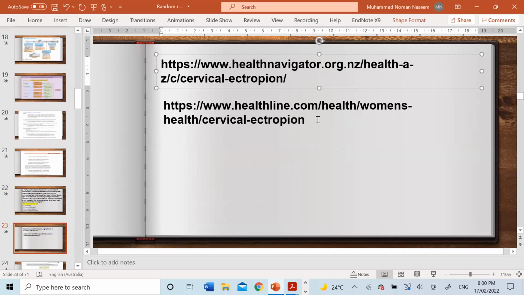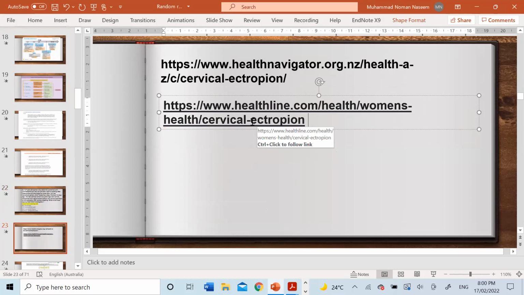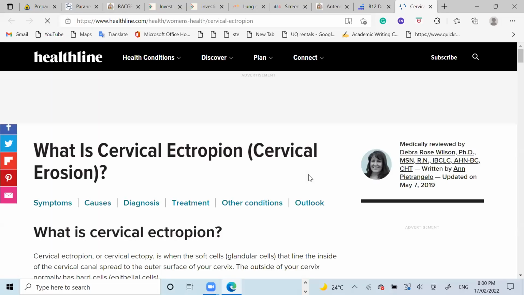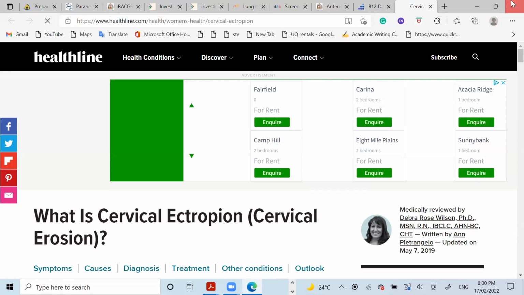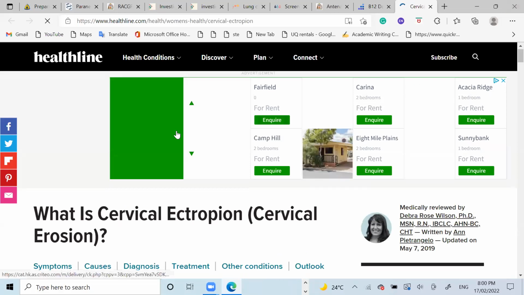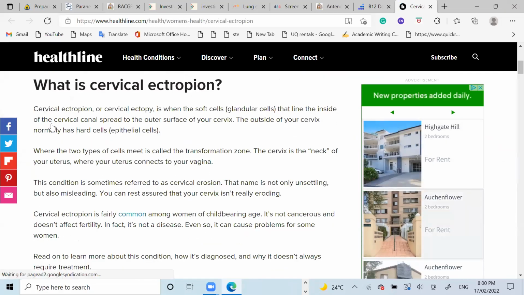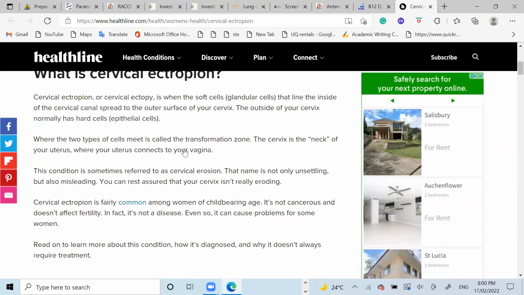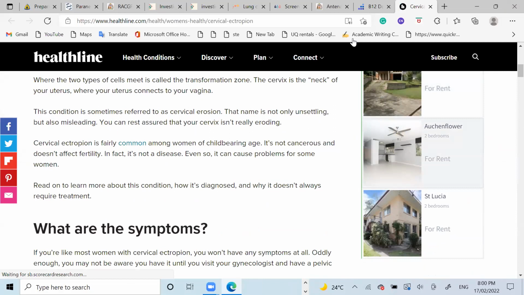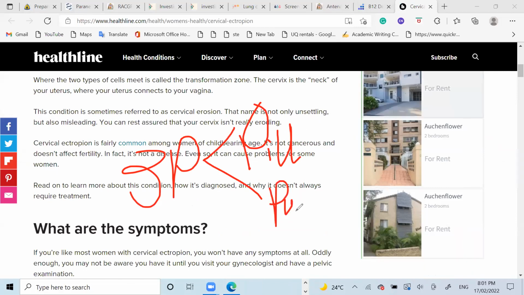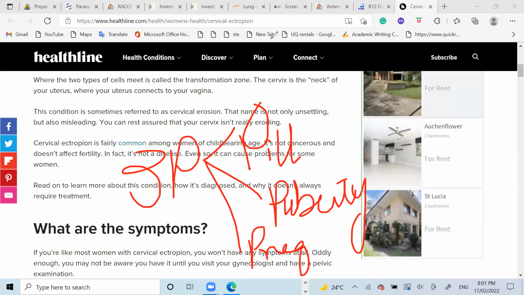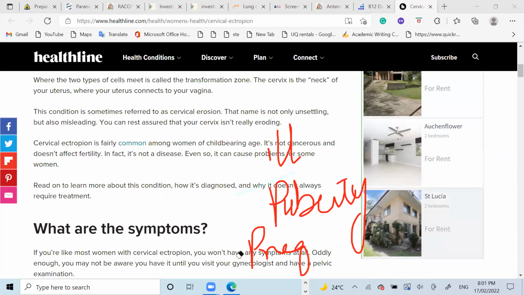Okay, let me help you guys with this. Let's look at this. So they have talked about cervical ectropion here. We know that it is soft cells that line the inside of the cervix and that it comes outside. All right. And it's very common. And what are the risk factors for a patient having cervical ectropion? These are the 3 Ps. Either the patient is on the pill, which is the oral contraceptive pill. Patient is having puberty, starting puberty. Number 3 is patient is pregnant. So these are the risk factors for developing the ectropion.